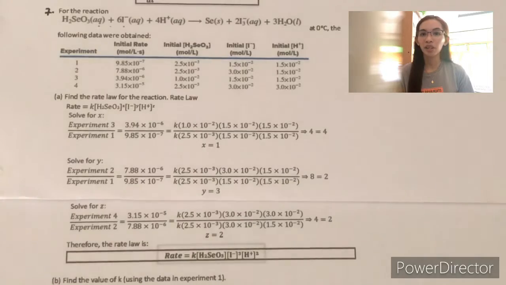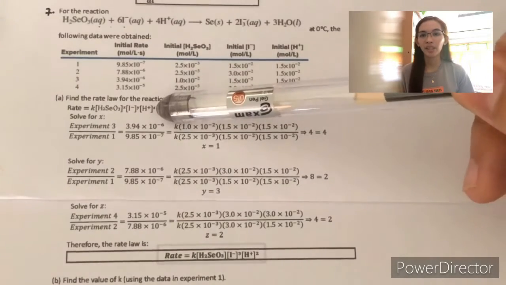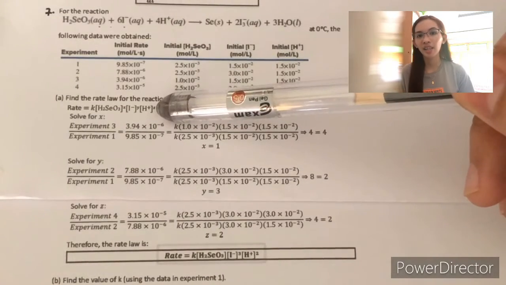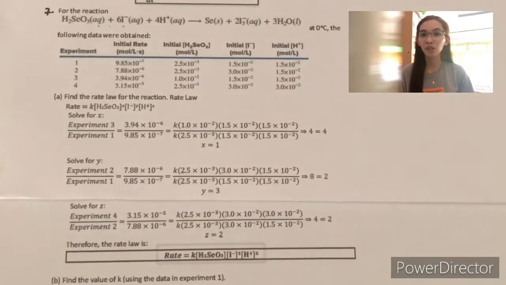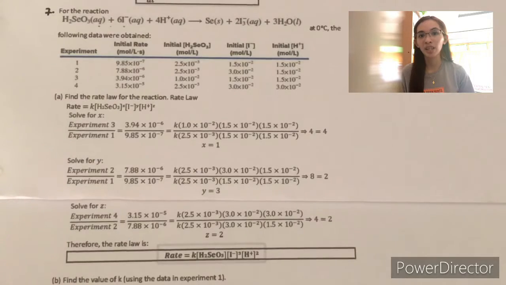By using the formula of rate law, which is rate equals constant, a raised to the power of x, b raised to the power of y, and c raised to the power of z, we then substitute the values of the initial rate, the initial concentrations of the selenious acid, the iodide, and the hydrogen in each of the experiments that we used. So let's try to solve it.